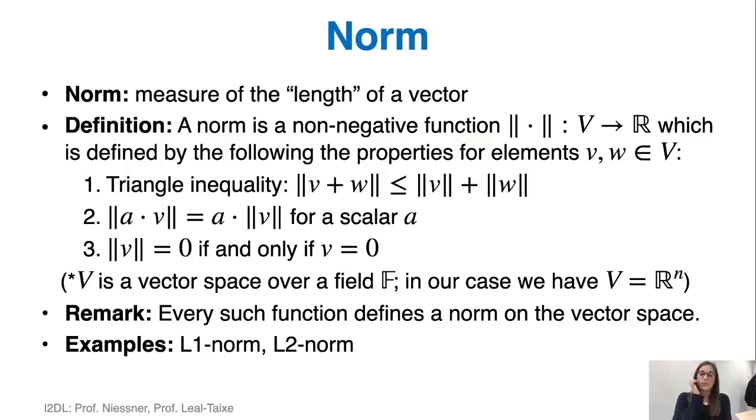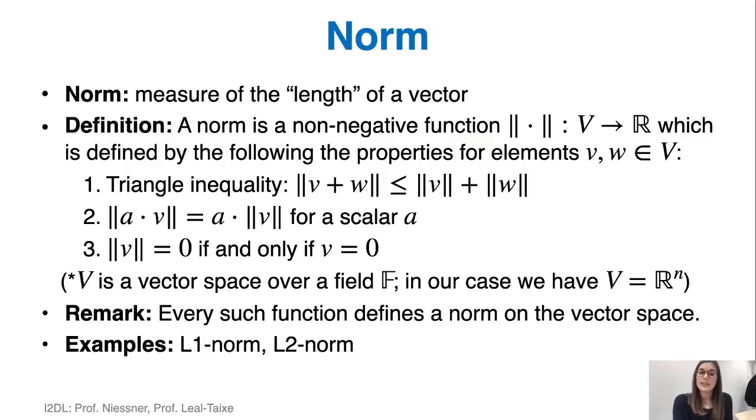And these properties, probably all of you have already seen them. First of all, a very important one is the triangle inequality. So when we take two vectors, v and w, and we take the addition of these two, so v plus w, and we take the norm of this result, it has to be smaller or equal to the norm of v plus the norm of w. So this is called the triangle inequality.